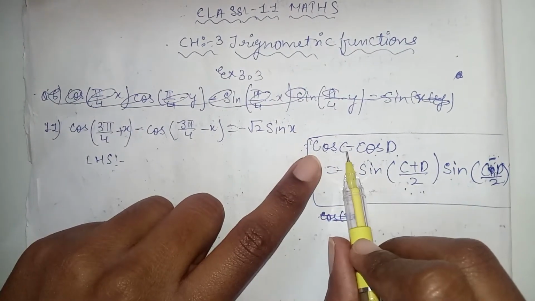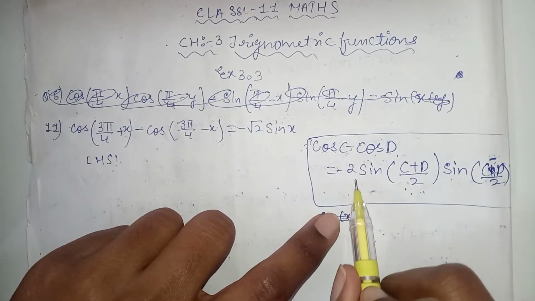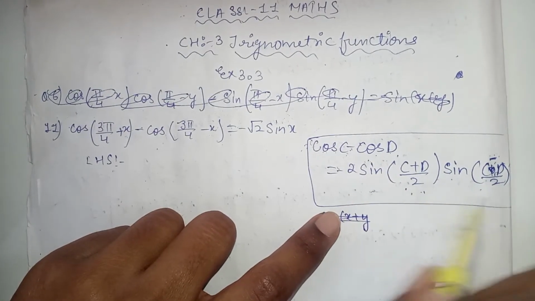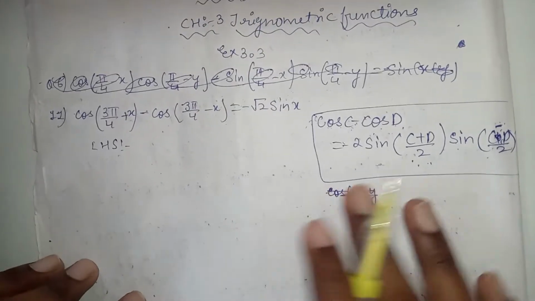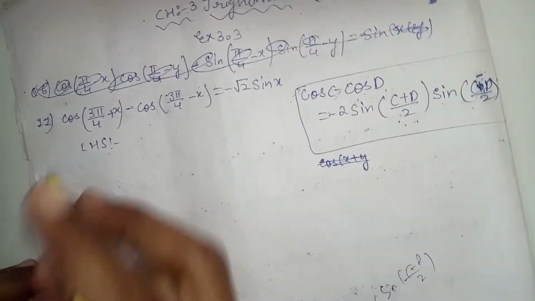So which form is it? It is cos C minus cos D, so you have to convert it into the minus sine form. So let's start applying the formula. Just write whatever the signs are included in the formula.